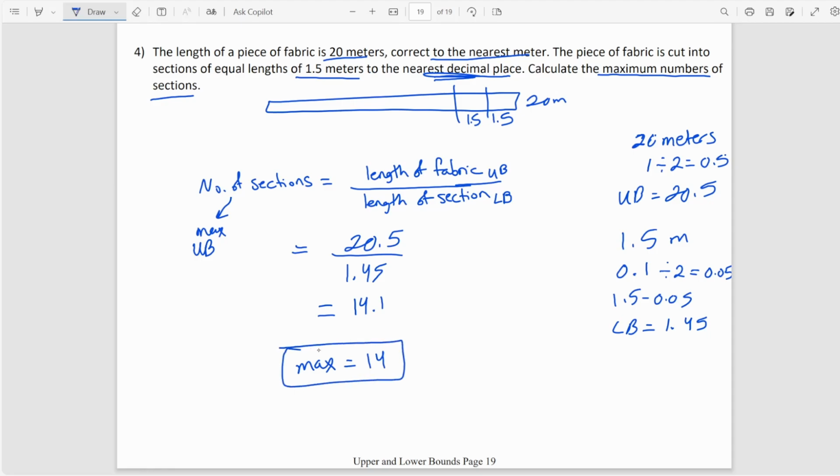Okay, 14 sections. And just a heads up, even if this was 14.9 or 14.99 and so on, you would never make it 15, okay? Because you only have 14 whole sections. So we don't round this up. We simply take the integer value, which is the whole number, which is the 14.